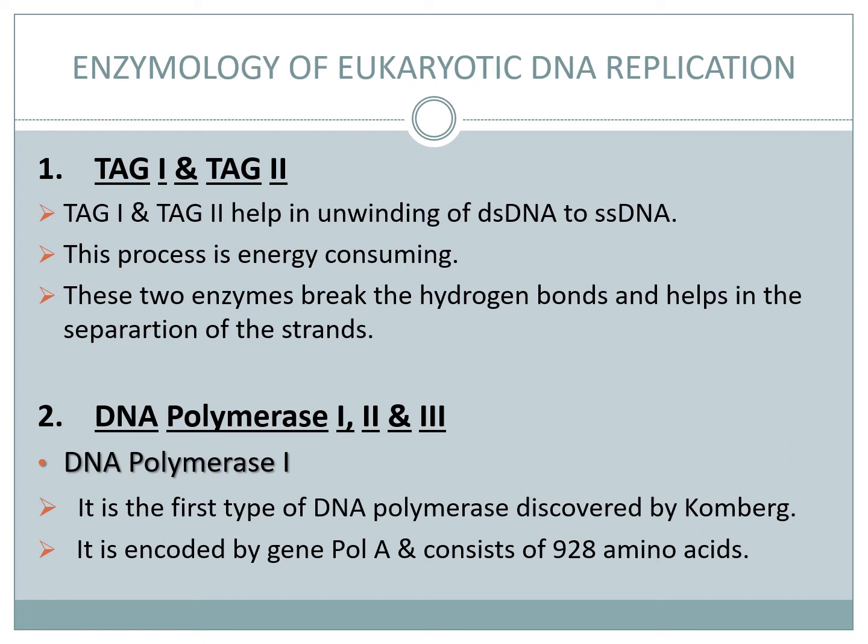Then is the DNA polymerase. Unlike the prokaryotic DNA polymerase, this has 3 types. The DNA polymerase 1 is the first type of DNA polymerase, which was discovered by Kornberg. It is encoded by gene polymerase A and consists of 928 amino acids.